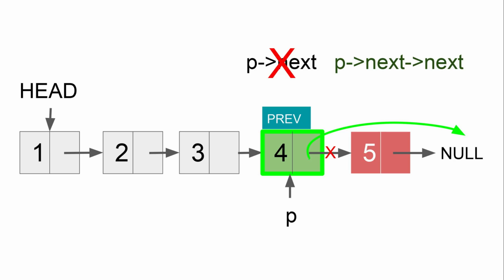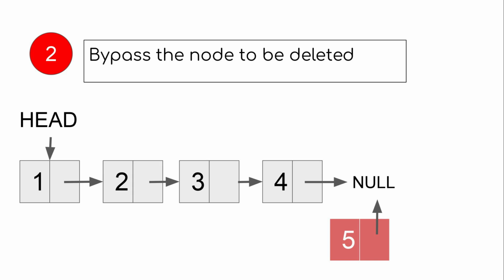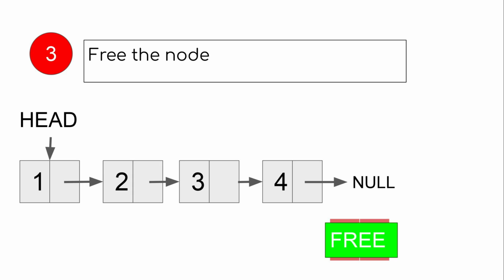Now next of previous will become next of next, which is null, since we are going to skip node 5 from the list. Once it is separated from the list, that is bypassed, we will free the resource occupied by it. You will observe that I have used the same pseudocode for the specific position as well as the last position. It is the same for both of these cases.